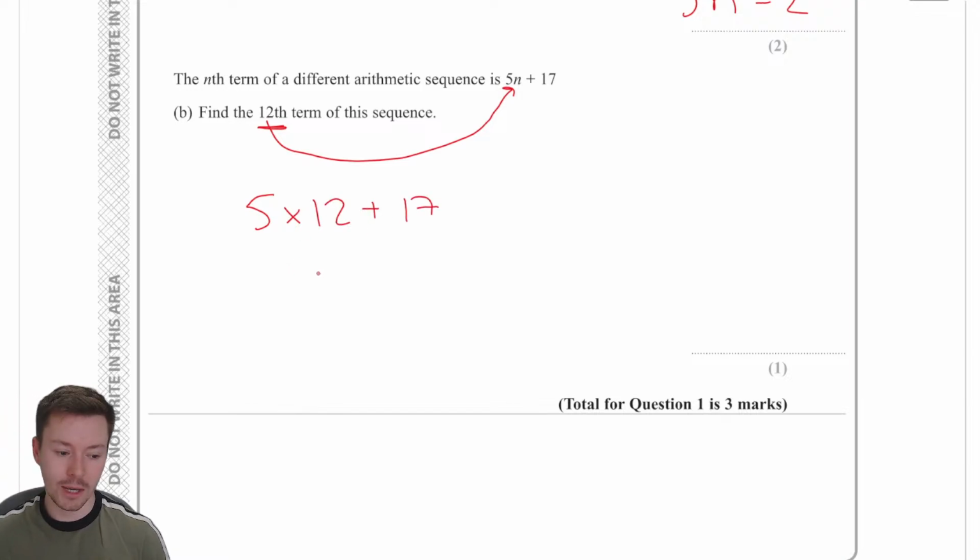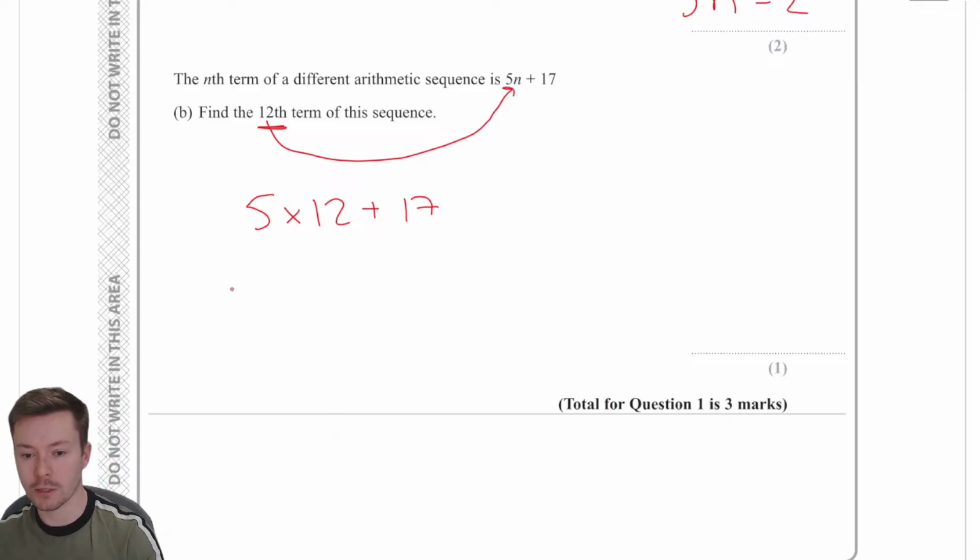Is this GCSE? Yes, it is. This is an actual GCSE paper from last year, 2024. Sorry, the year before, 2024, because we'll be in 2026 next summer. So 5 times 12 plus 17 is 77.